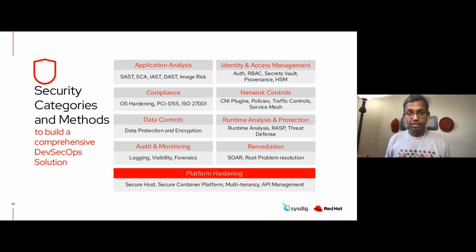Both Red Hat and Sysdig, we work together, giving you access to the expertise you need to weave security and automation throughout the entire application lifecycle. So working together, we can help you craft a complete solution that makes security mostly automatic and nearly transparent to development and operations staff.